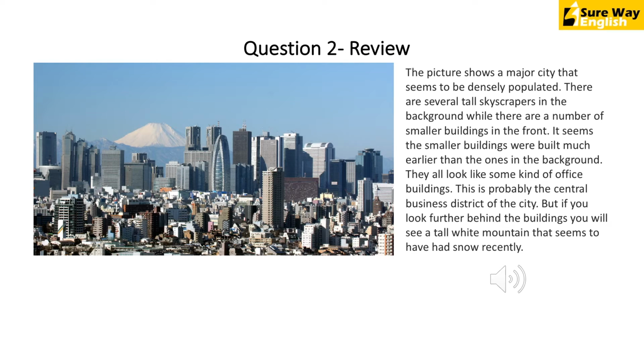So first, the overview sentence: the picture shows a major city that seems to be densely populated. Then there are several tall buildings or skyscrapers. So in the sample response, there is the word skyscrapers. Instead of saying buildings again and again, you can use a variety of words. The more variety of language that you demonstrate, the better your score would be.